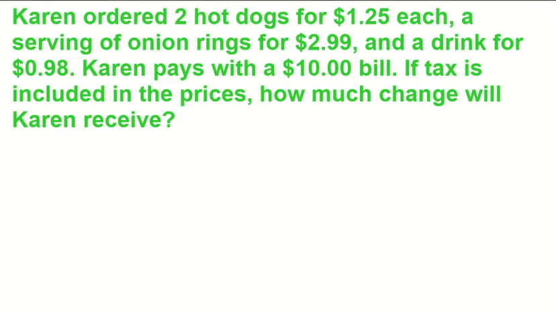All right, try this. Karen ordered 2 hot dogs for $1.25 each, a serving of onion rings for $2.99, and a drink for 98 cents. She pays with a $10 bill. If it includes tax in the prices, how much change will she receive?